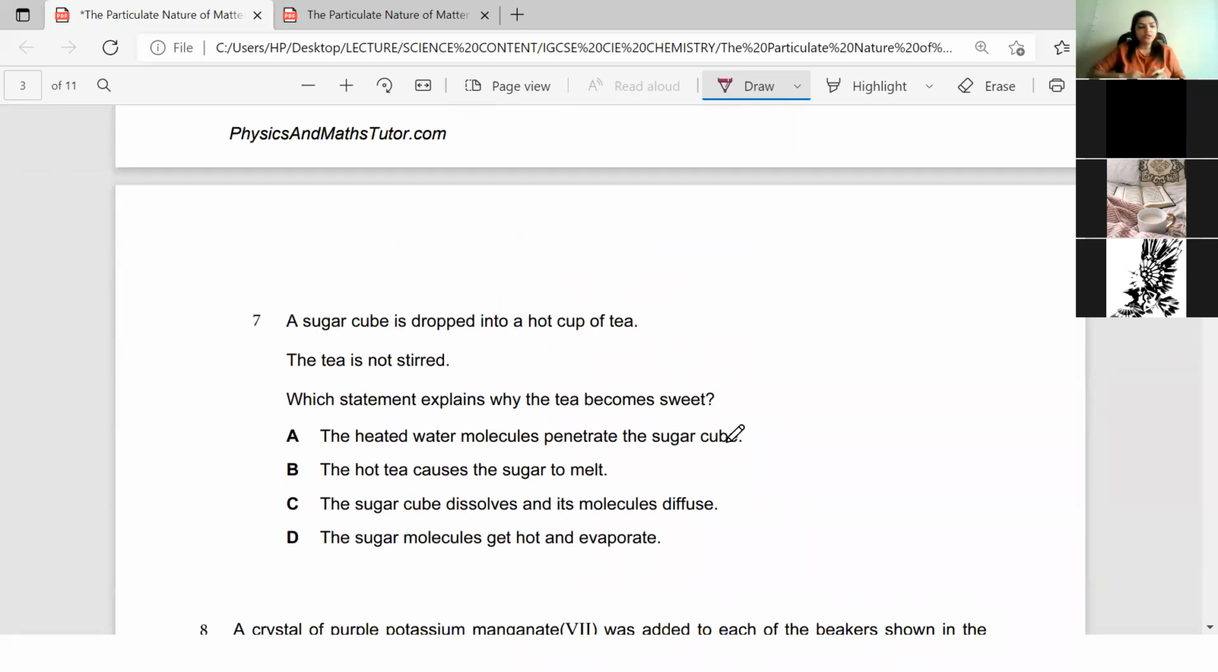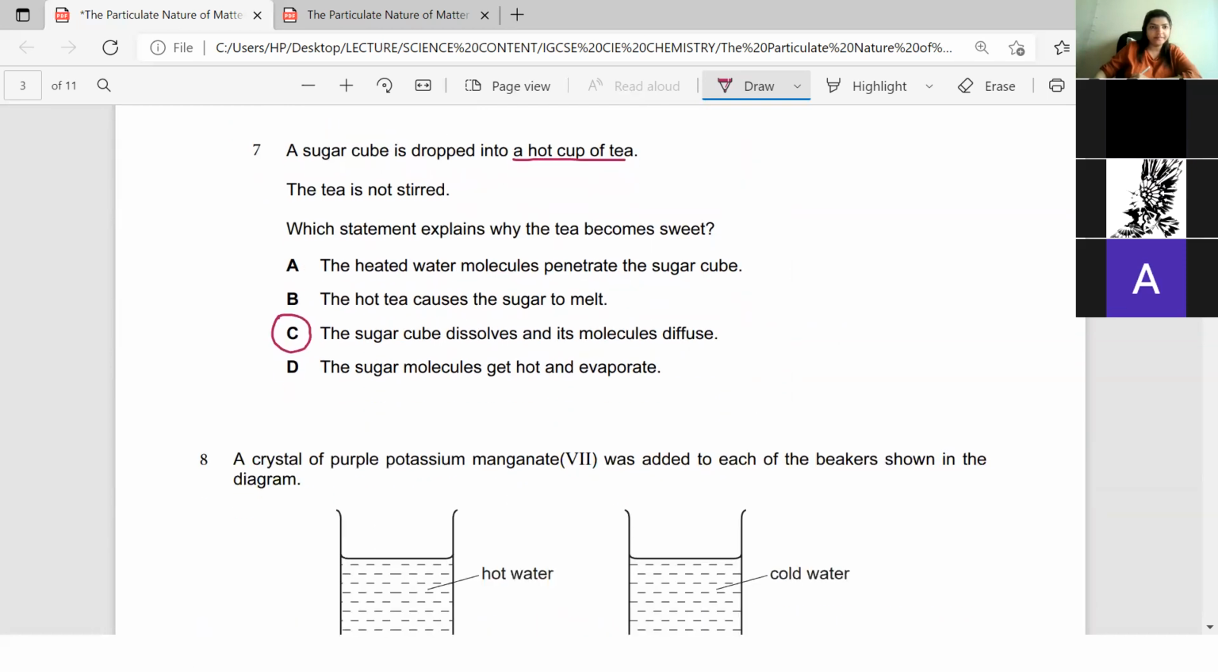A sugar cube is dropped into a hot cup of tea. The tea is not stirred. Which statement explains why the tea becomes sweet? Is it C, the sugar cube dissolves and its molecules diffuse? Yes, that's absolutely correct. The sugar cube dissolves and its molecules diffuse. Very good. Okay, next question, Arpita.